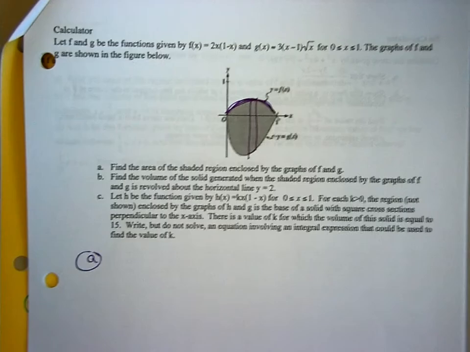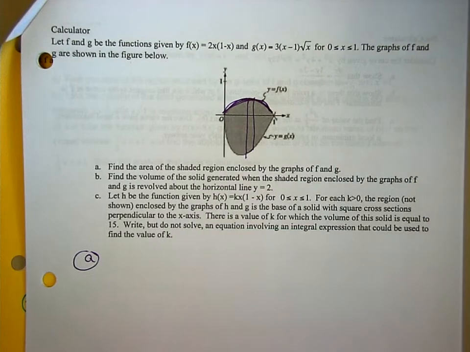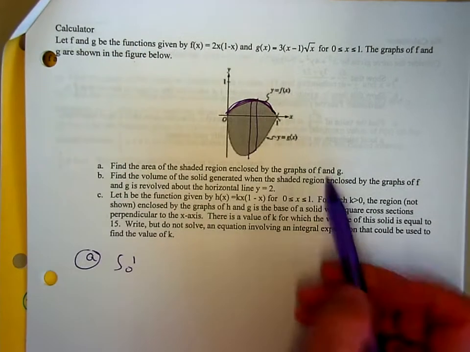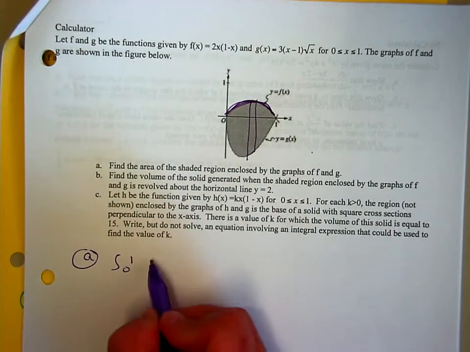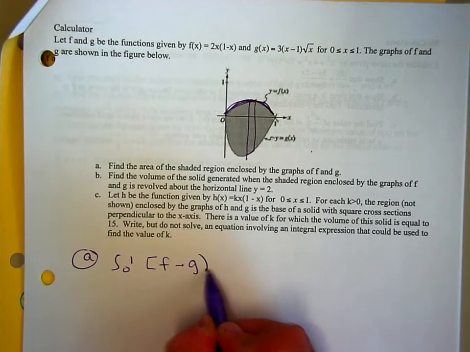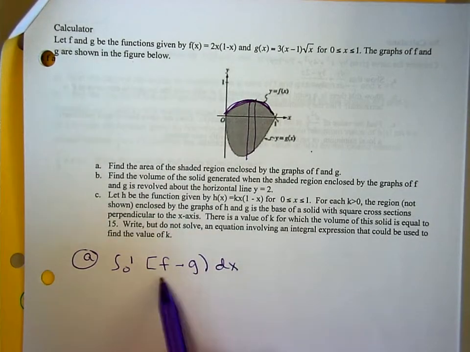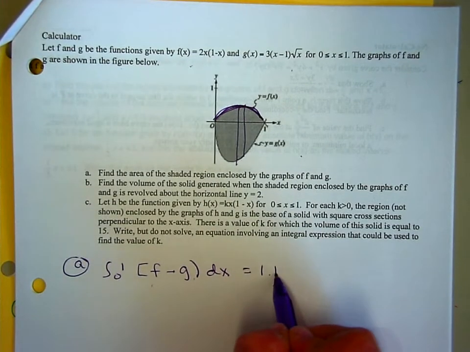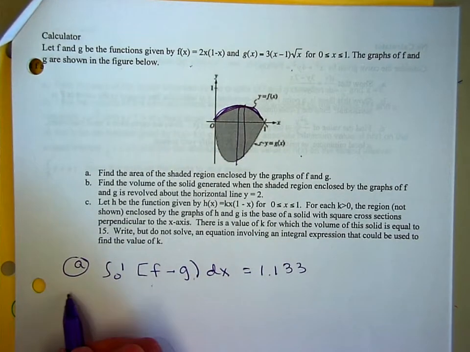So I know that I only need one integral. The bounds are 0 to 1, which they show you in the graph. The top is the purple, which is F. The bottom is G. That's the height of the rectangle. The width is dx. And you can use these because they have defined it up here. Type it into your calculator. I get 1.133.